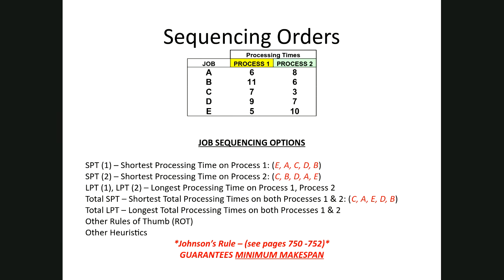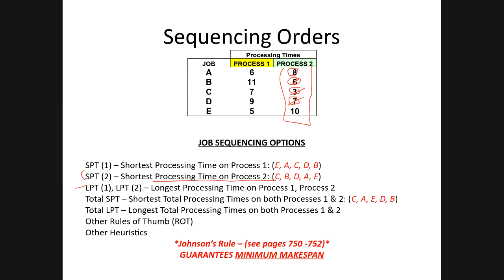Then similarly, we could choose the shortest processing time on process 2. So we just look at the processing times on 2, and we'll notice that C is the shortest, and then B is next with 6, then D is next at 7, A is at 8, and then E at 10. So C, B, D, A, E is the sequence for the shortest processing time on process 2. And then similarly, you could just look at the longest processing times on either process 1 or process 2.